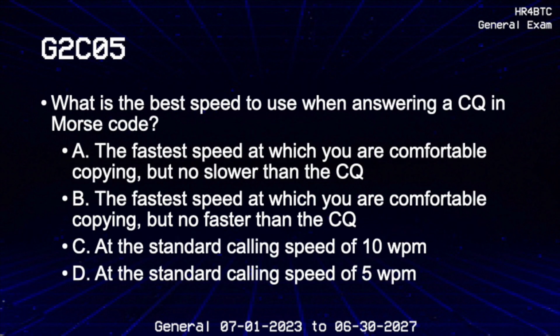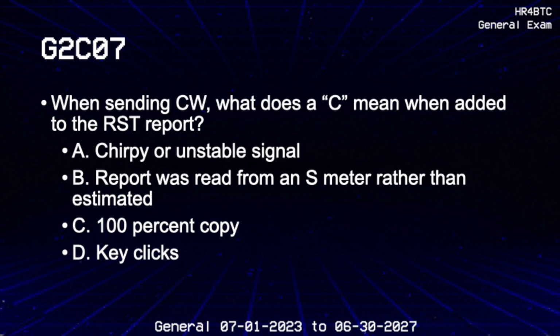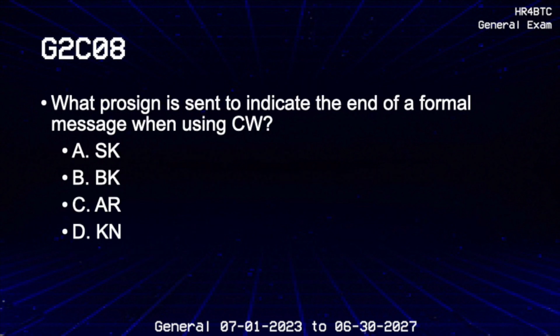What is the best speed to use when answering a CQ in Morse code? The fastest speed at which you are comfortable copying, but no faster than the CQ. What does the term zero beat mean in CW operation? Matching the transmit frequency to the frequency of a received signal. When sending CW, what does a C mean when added to the RST report? Chirpy or unstable signal.